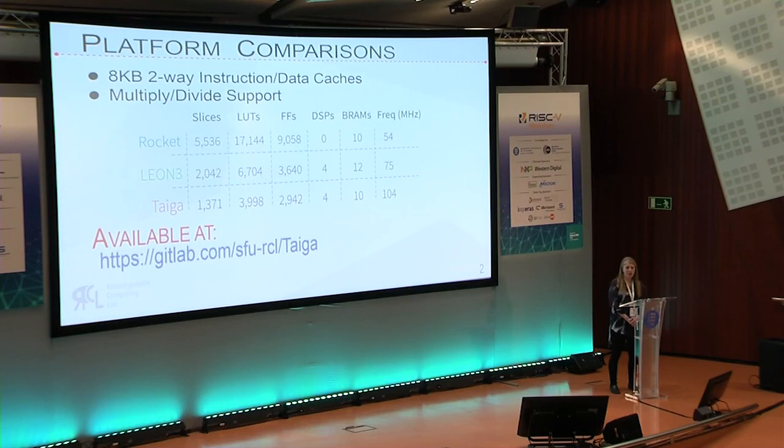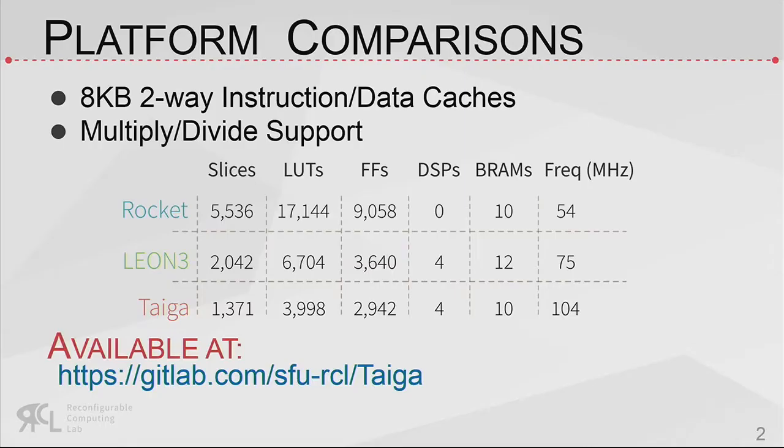If we look at some platform comparisons, if we're looking at multi-core configurations and looking at what a single core in a Rocket or a Leon looks like compared to Taiga, you'll see our operating frequency is considerably higher compared to the existing ones with quite a few fewer slices. This device is open source and does run on both Intel and Xilinx devices.